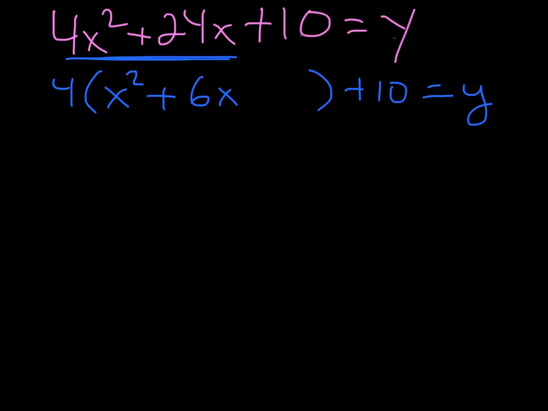Now what I'm going to do is take half of b. So here's my b term. I'm going to take half of it, so that's 3. And then 3 squared is 9. So I'm going to add 9 to this part of the equation.